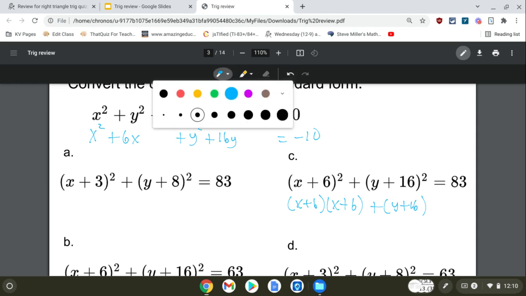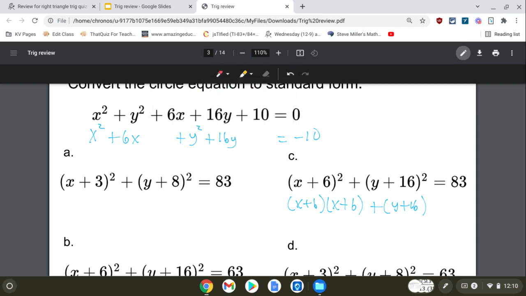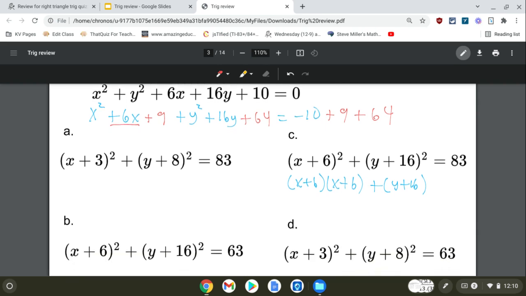To complete the square, I'm going to do half of 6 is 3, and then 3 squared is 9. So I'm going to add 9 there, and I'm going to add 9 to the right-hand side to keep it equal. For the y part, half of 16 is 8. 8 squared is 64. And then these three terms are going to factor nicely. It's going to be x plus 3, x plus 3, otherwise known as x plus 3 quantity squared. These are going to factor as y plus 8, y plus 8.